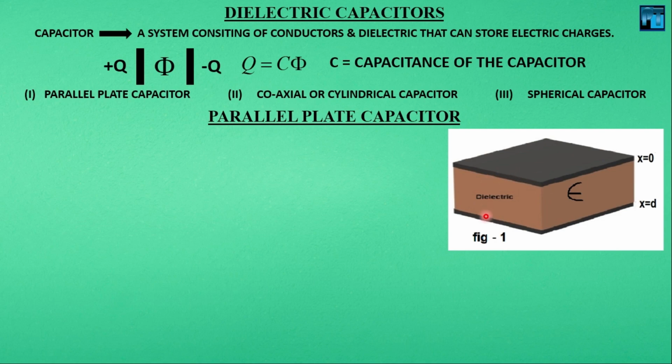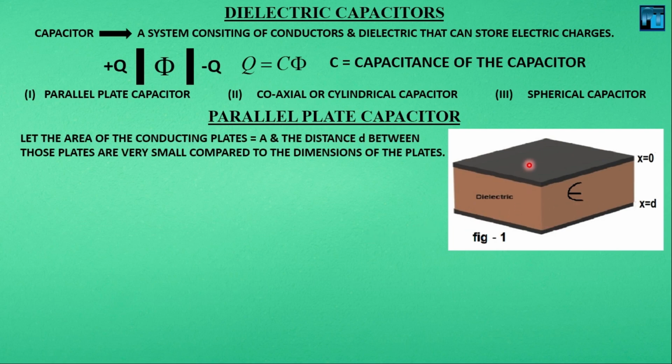So this is a simple parallel plate capacitor. These two are our conducting plates, and this is the dielectric between the plates. Epsilon is the permittivity of this dielectric. Let the area of the plates be capital A, and the thickness of this dielectric is small d. That is, the distance between these two plates is small d.